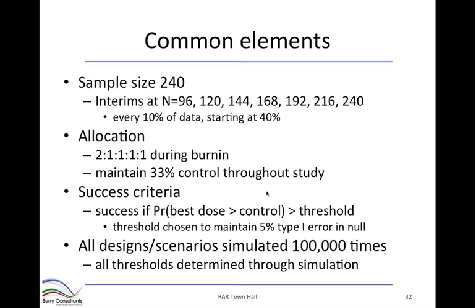The success criteria: at the end, I'm going to find the best dose, whichever dose is doing the best, compare it to control, and if that probability exceeds a threshold, then I'm going to make a superiority claim. That will allow my drug to be used in the broader population. I'm going to choose this threshold to maintain a 5% type 1 error rate. You could redo these for a 2.5. The study would have to get bigger. Everything you see here is 100,000 simulations. There's not a lot of sampling simulation error, so to speak.